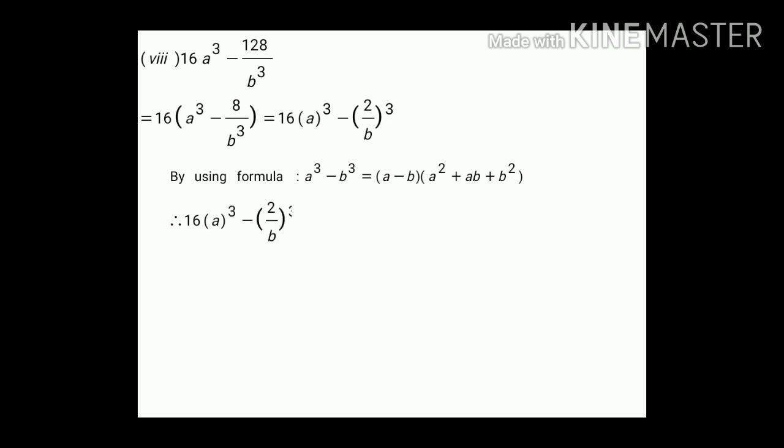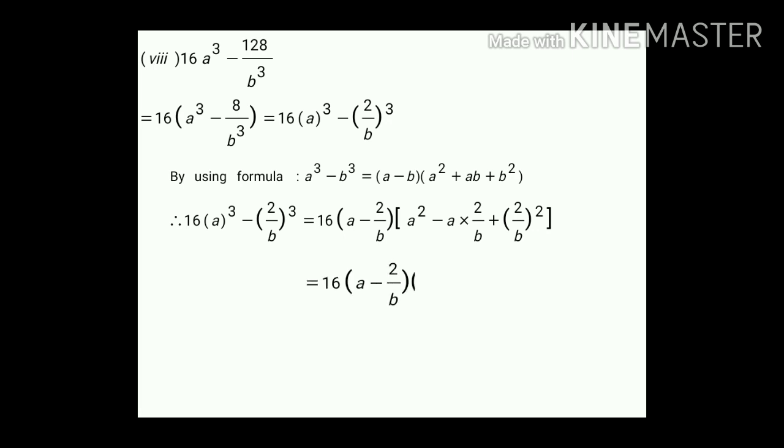Therefore, 16(a)^3 minus (2 upon b)^3 equals 16 common, we keep as it is, children. In the bracket, a minus 2 upon b, close the bracket. In another bracket, a square plus a into 2 upon b plus (2 upon b)^2. After expanding, children, we solve further.